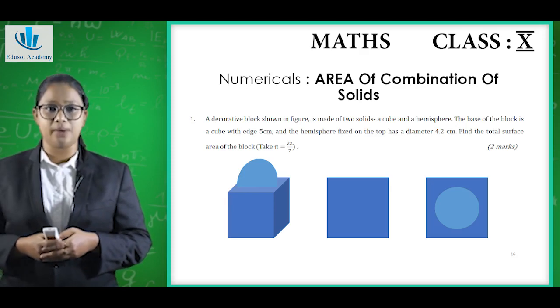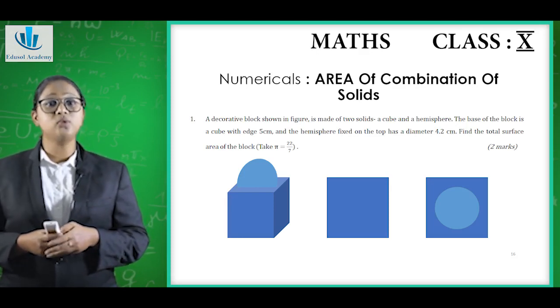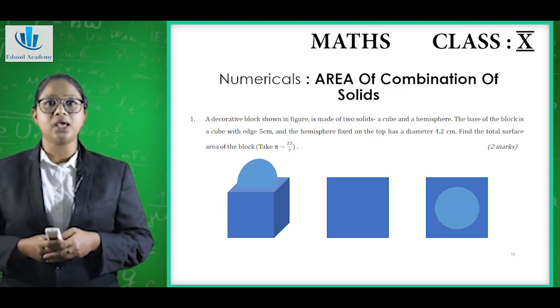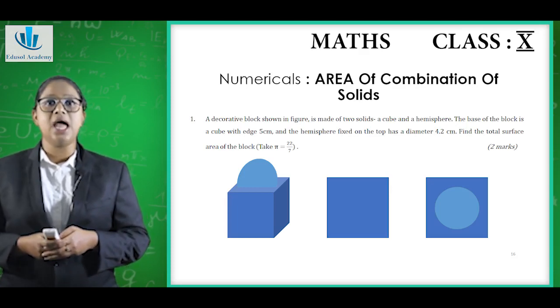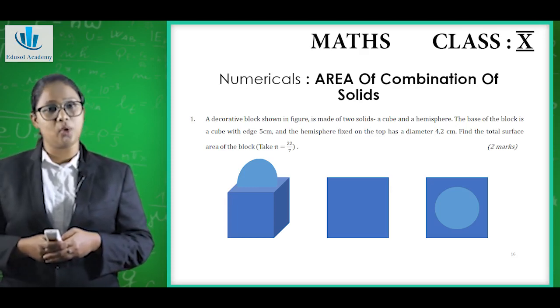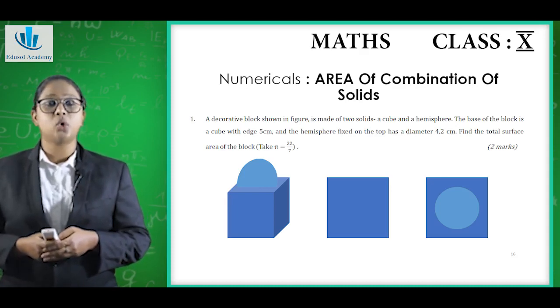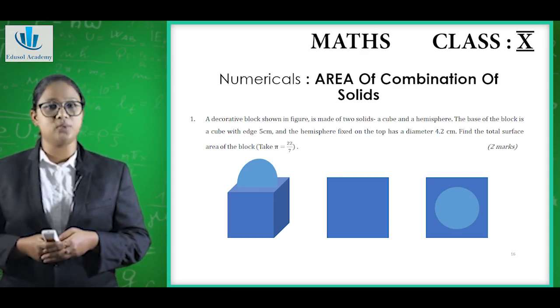So question number 1. A decorative block shown in figure is made of two solids, a cube surmounted by a hemisphere. The base of the block of the cube is 5 cm and hemisphere fixed on top has a diameter 4.2 cm. Find total surface area of the block taking pi is equal to 22 by 7.